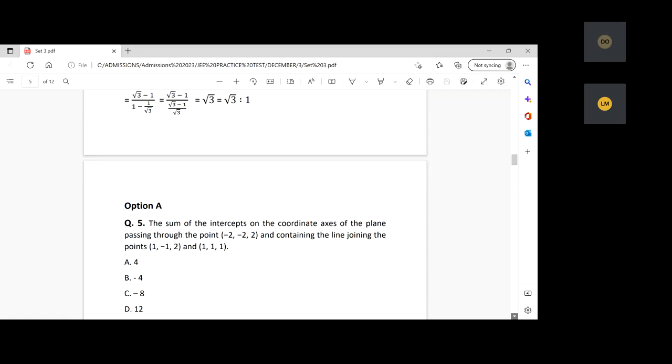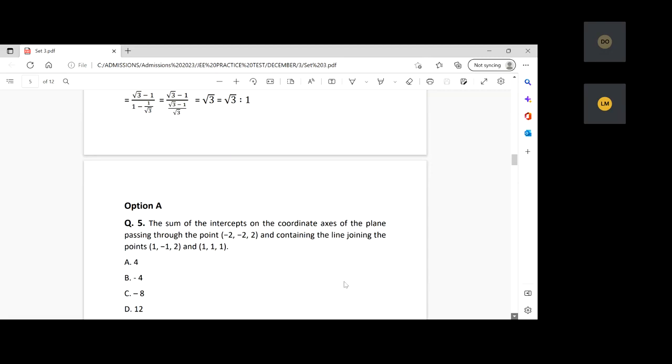This is also an interesting type of question which always used to come in the exam. The sum of intercepts on the coordinate axis of the plane which passes through the point (-2, -2, 2) and contains the line joining the points (1, -1, 2) and (1, 1, 1). The question is asking you to find out the sum of intercepts on the coordinate axis of the plane.